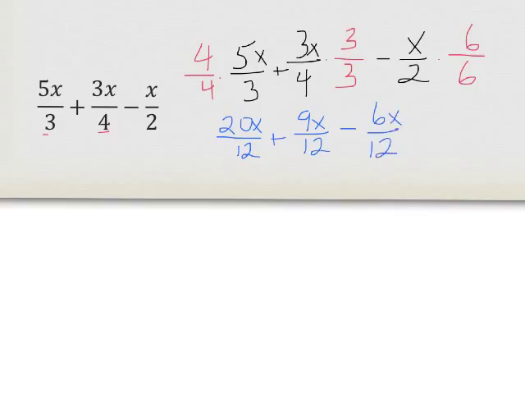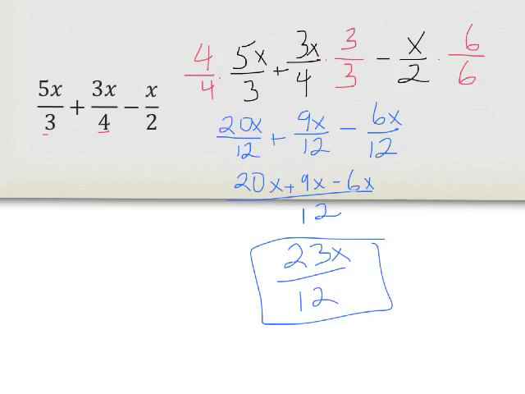And so since they all have a common denominator now, we can write it as one fraction. So 20x plus 9x minus 6x all over 12. And so 20 plus 9 is 29, minus 6 is 23. So we're looking at 23x over 12 as our final answer.